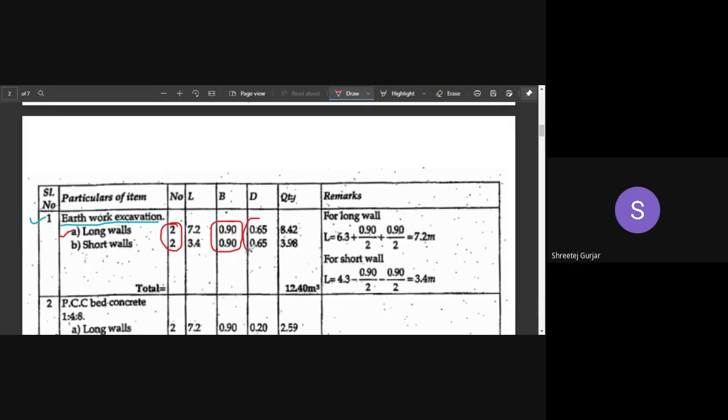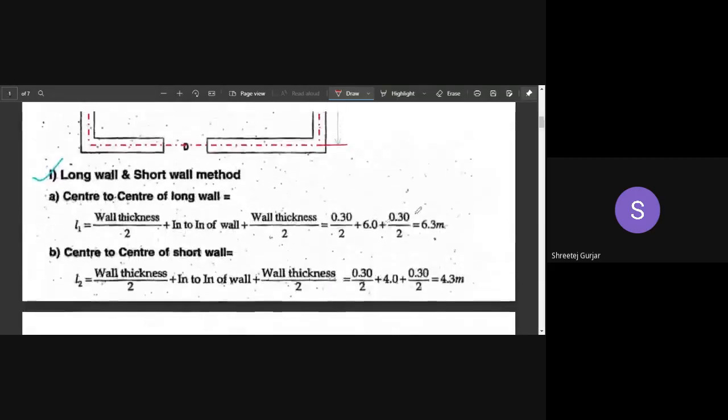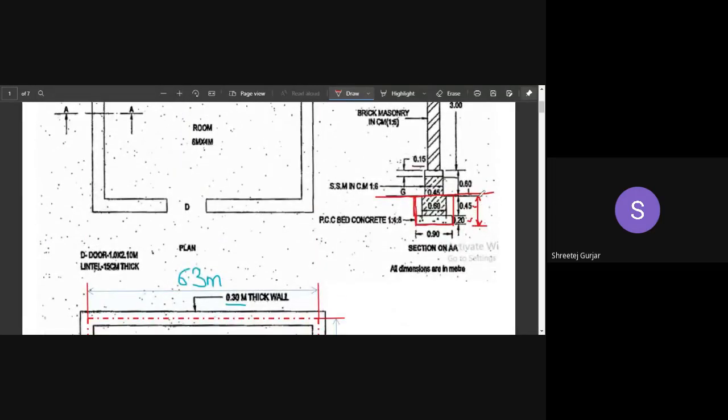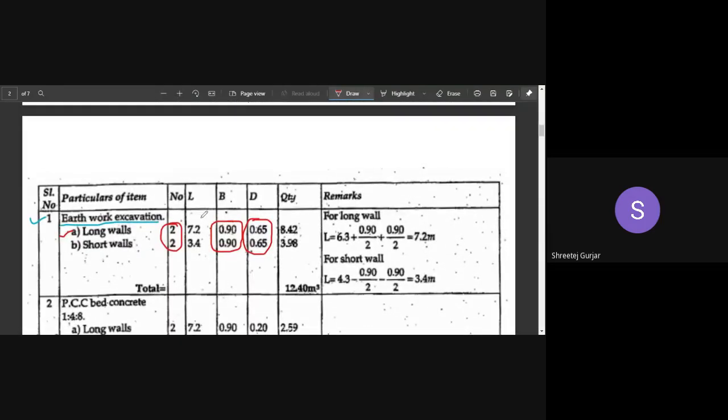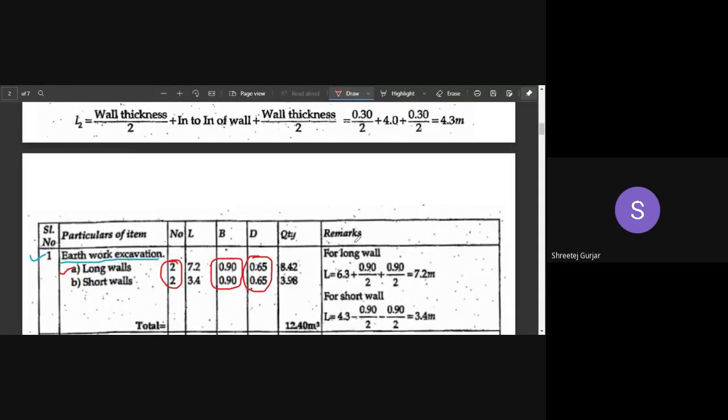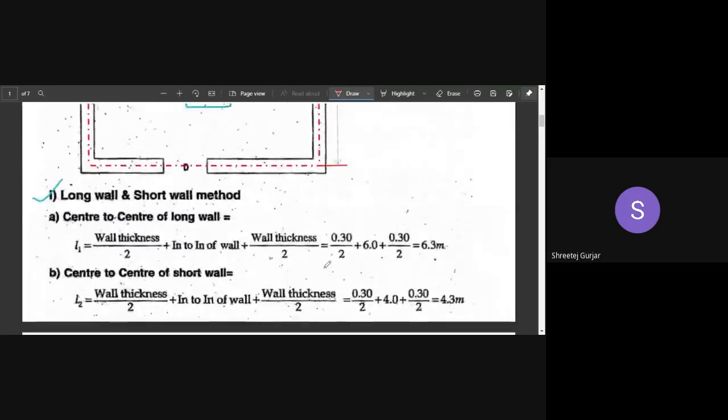The depth I have told you is 0.45 plus 0.2. This is your depth, 0.45 and 0.2. So we have got this. Now we have to calculate the length, which is the important thing here. Calculating the length for the long wall.